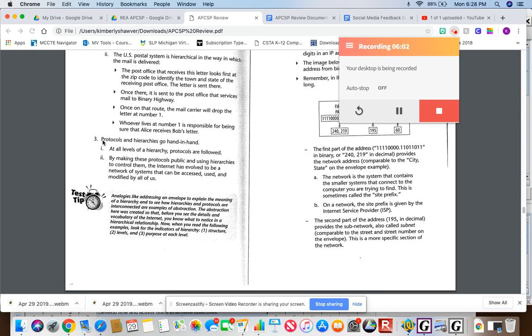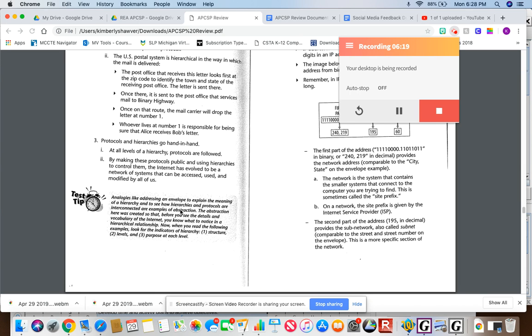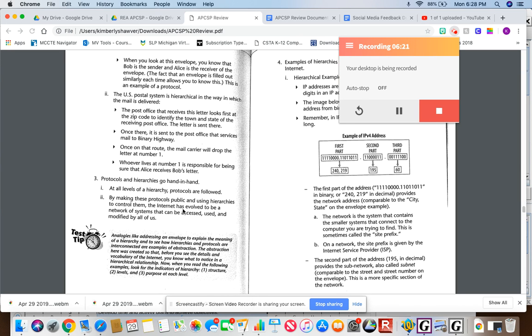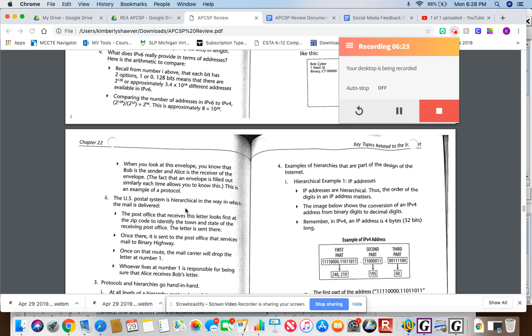So protocols and hierarchies go hand in hand. At all levels of a hierarchy, protocols are followed. Remember, protocols mean rules. By making these protocols public and using hierarchies to control them, the internet has evolved to be a network of systems that can be accessed, used, and modified by us.